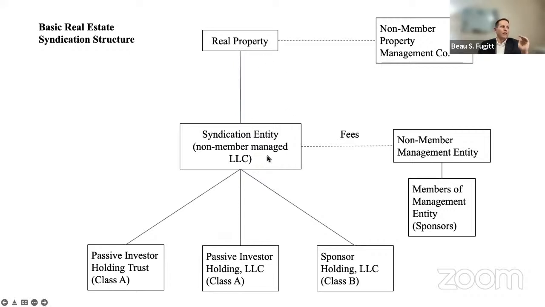Coming down here though, we do have an LLC, right? So we're going to have a syndication LLC. This is going to limit the liability from the individual investors and from the individual sponsors. The same way that we have a non-member property management company actually managing the property, we're going to have a non-member management entity most of the time managing the syndication. And that's for the same reason.